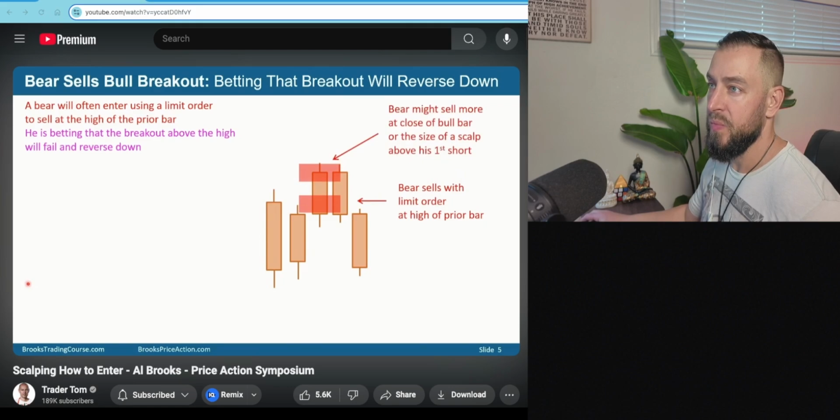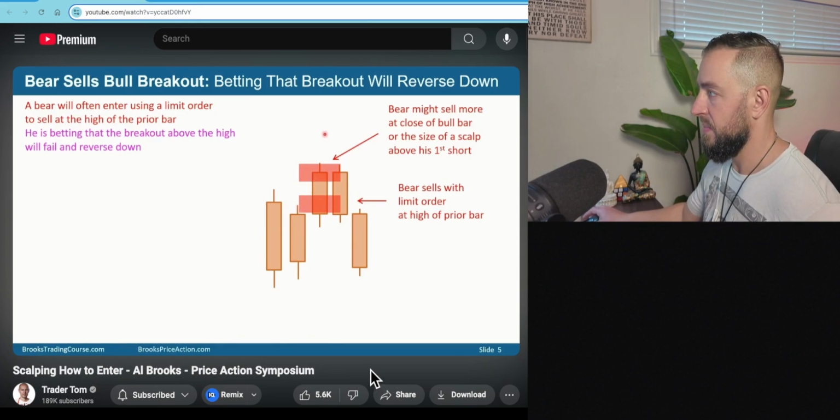A lot of limit order scalpers are willing to scale in, sell more if the market goes against them. So if this bear sold at this high, he might sell more at the distance of a scalp. For example, if this were the E-mini, he might be scalping for 1 point. He's selling here, hoping it falls 1 point and he can make a profit. If he's looking to scale in, he might sell more 1 point higher and maybe more 1 point above that.